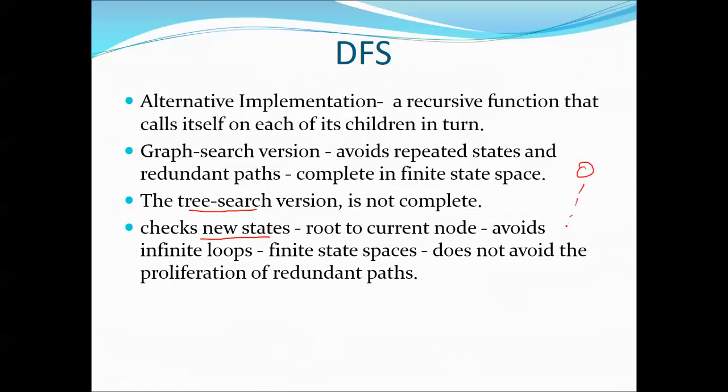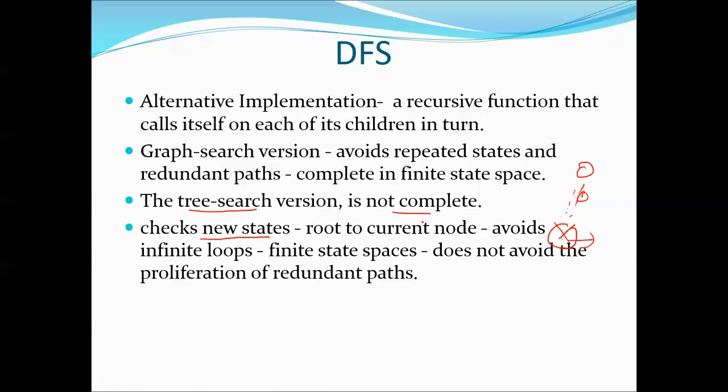So you are creating a new node. Now compare this node with all other nodes from the root to this node. If already such a node exists, then don't create this node. Then don't include this node in the tree. By doing this, we can try to make this algorithm complete.